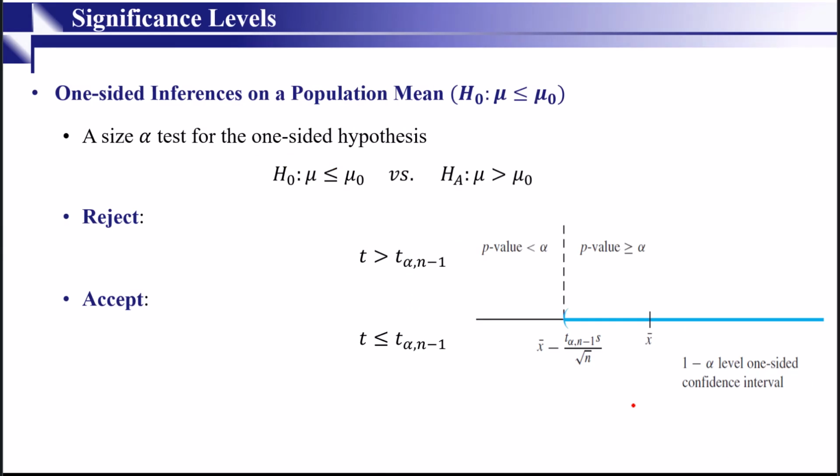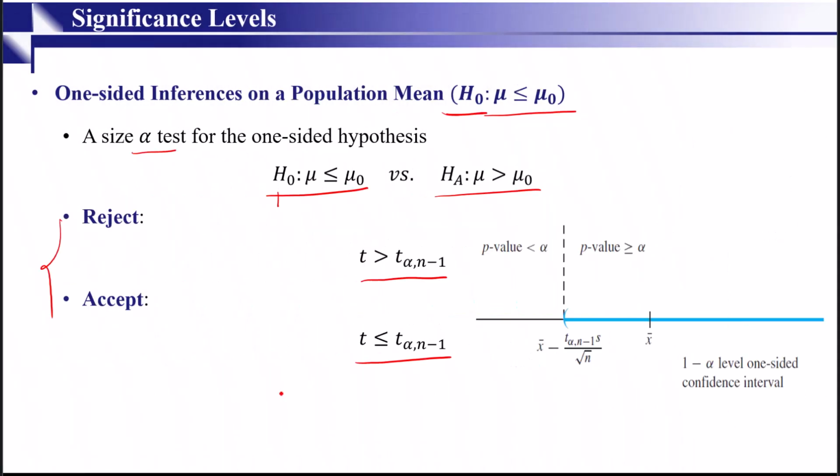Now, let's see how to accept or reject the null hypothesis for one-sided inference on the population mean when the null hypothesis says mu is less than or equal to mu0. A size alpha test for a one-sided hypothesis: the null hypothesis says mu is less than or equal to mu0, and the alternative hypothesis says mu is greater than mu0. So there are two cases. If t is greater than t alpha, n minus 1, then we reject the null hypothesis. If t is less than or equal to t alpha, n minus 1, then we accept the null hypothesis, which means we fail to reject it.